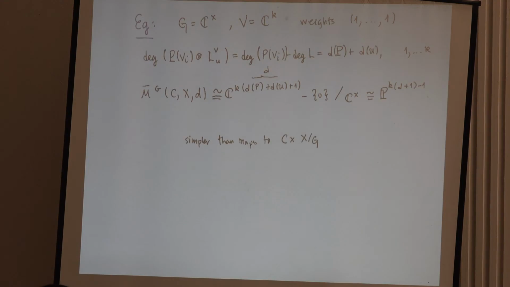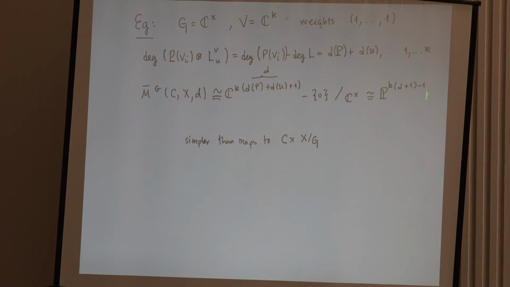So as an example, just take G, which is just C star acting on a vector space of dimension k with the standard weights, once. And then the degree in this case is just a split of the degree of the bundle plus the degree of the map that I had above. And so this moduli space of gauge maps is essentially a repeat of the affine space that you have by the degree, d plus 1, and then you take 0, so you don't consider all the points at 0, and then you divide by C star, and that gives you just a projective space.